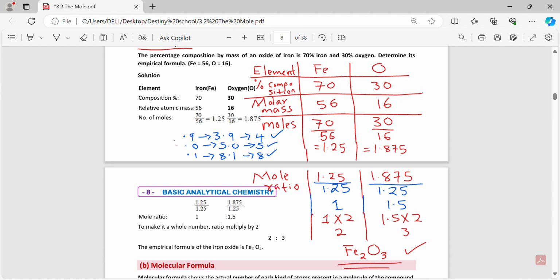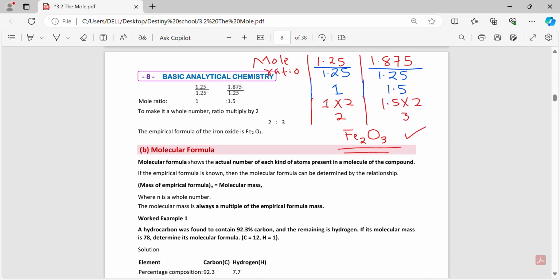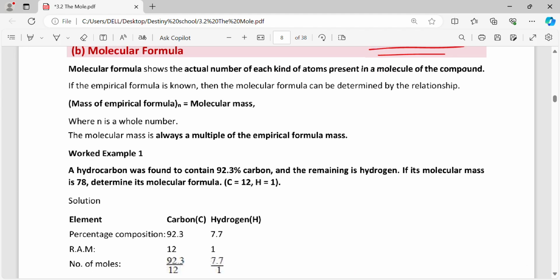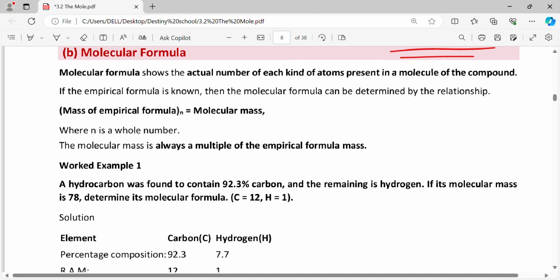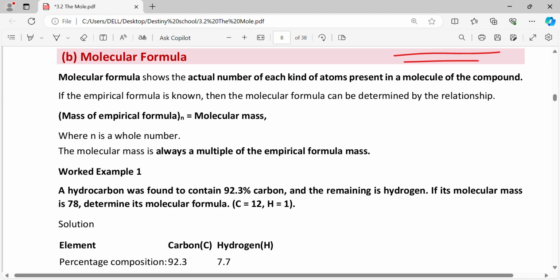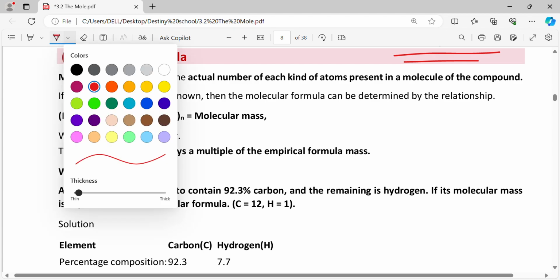So that is how we have done it, and that's how simple it is. That is how it is done every other time. Very simple, very easy. That is how you approach the empirical formula. Let's go to molecular formula.